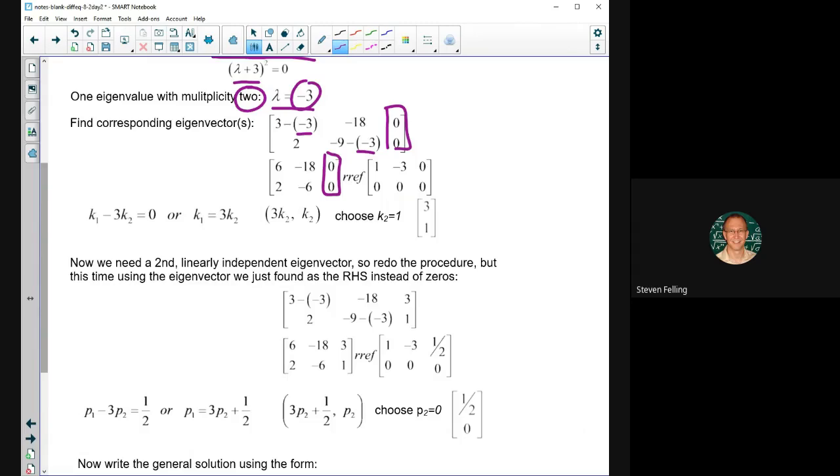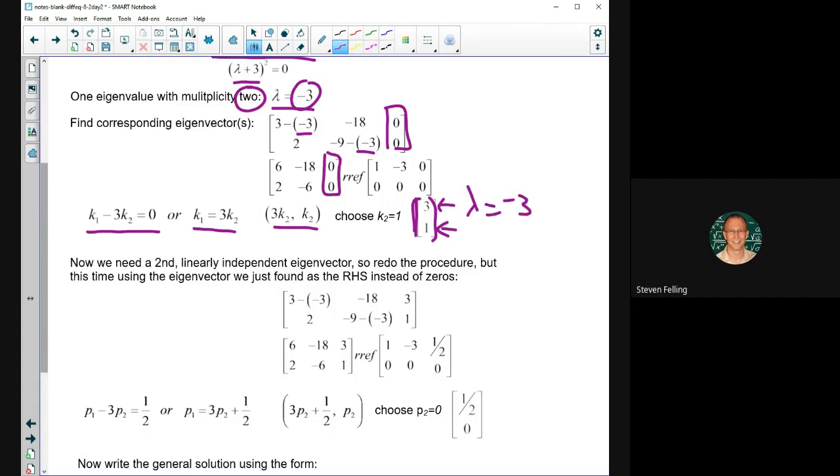And then we do our REF, and we get that k1 minus 3k2 is 0, or k1 is 3k2. This is the form for the eigenvector, and so maybe we choose 1 for k2, and therefore this has to be 3. So we've got this eigenvector here that corresponds to lambda equals -3.